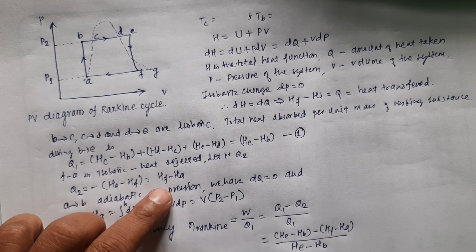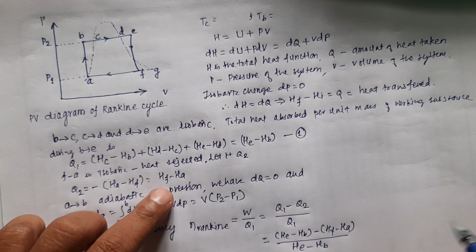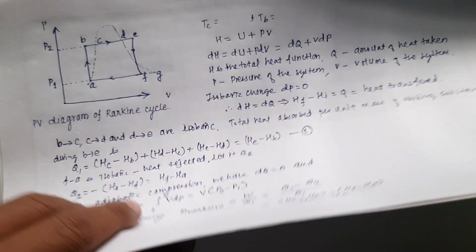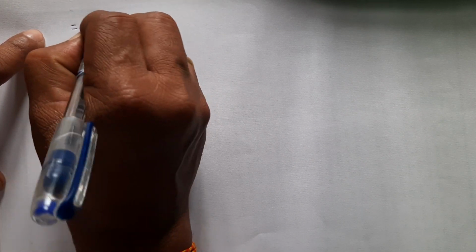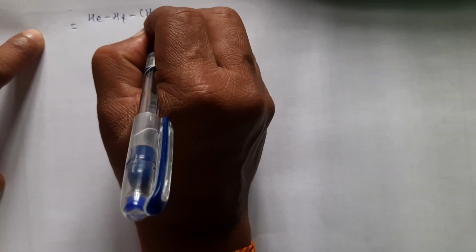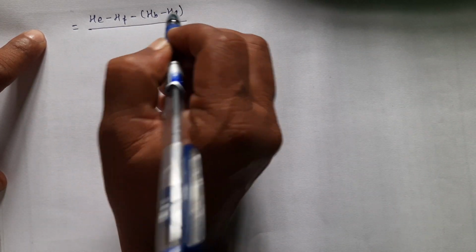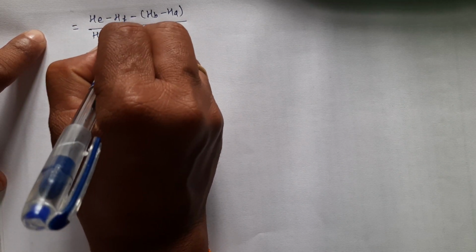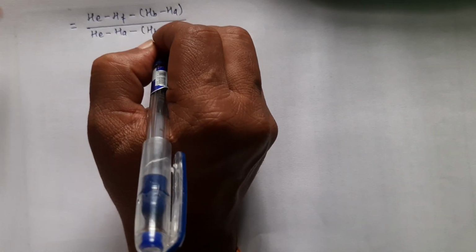Okay, so we can arrange this equation as HE minus HF minus of HB minus HA, divided by HE minus HA minus of HB minus HA.